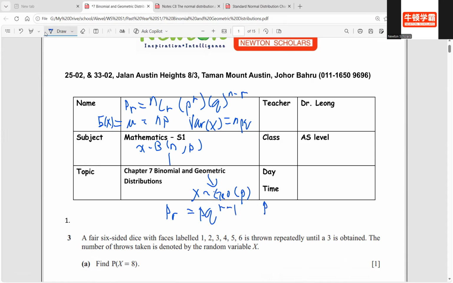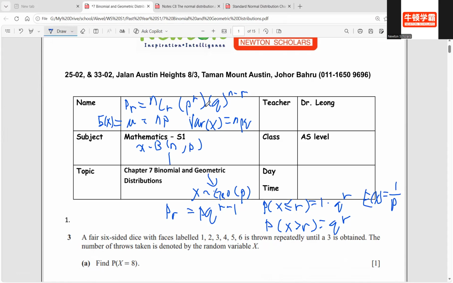Then if you have P(X less than or equal to r), you will have 1 minus q^r, and for X more than r, it is q^r. So these are the 3 main formulas that we will use. If they ask about E(X), which is the mean, it is 1 over p. So we can start to go for the questions.